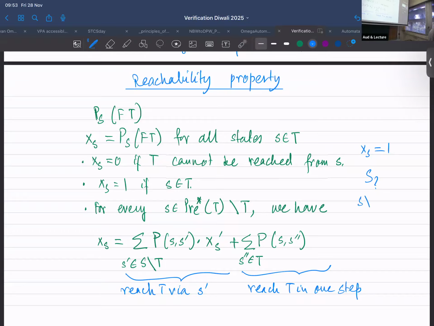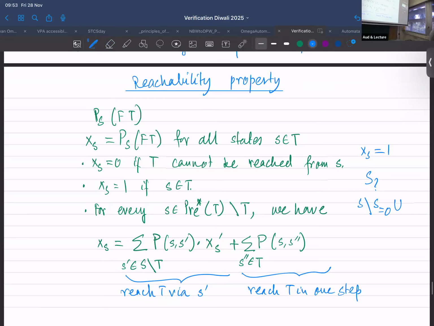Like S minus S equal to 0 union, or maybe some, yeah, S equal to 0 union some T, where T may be a subset of S equal to 1. Okay, so this is fine. I can do this, and I will eventually figure out that the value for that particular state is in fact 1, even if I don't initially get to understand.